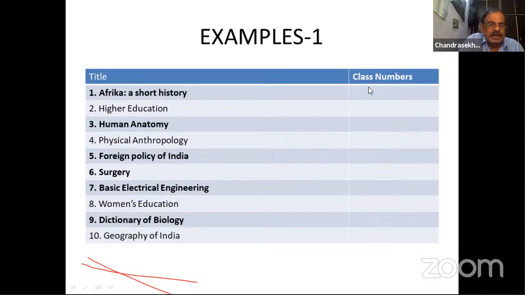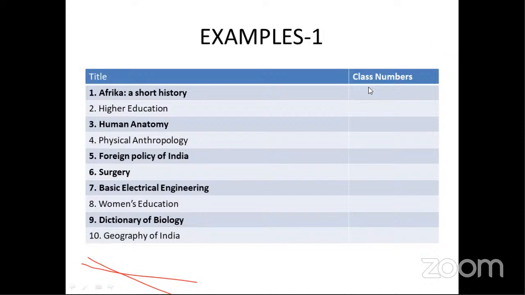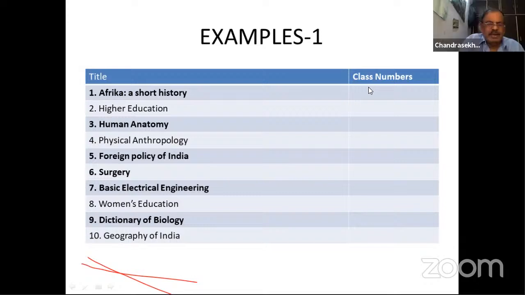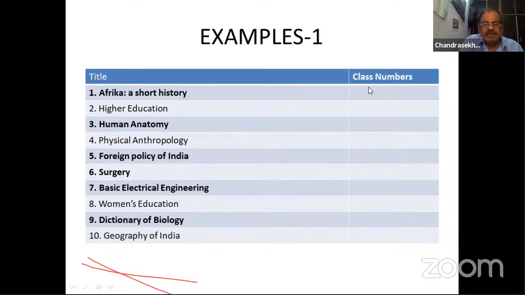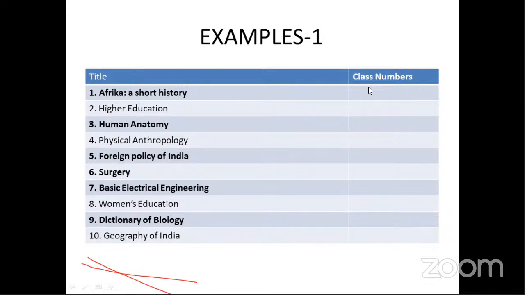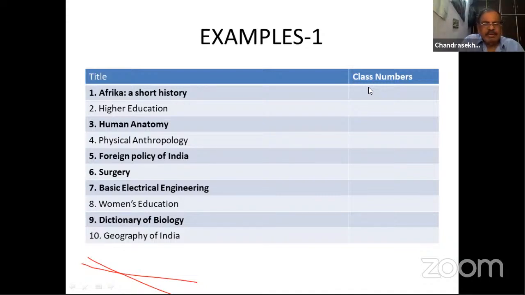What is the number for international relations? 327. Then you have to add the India number. Yesterday I told you, you can find out the India number from table 2, geographical areas. So you have to remember the India number always. 54 is the India number in table 2, so that you can save much of your time.